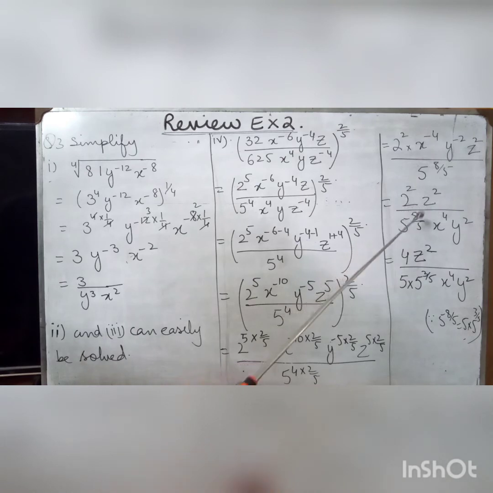2 square z square over 5, raised to power 2 over 5, 8 over 5 y x raised to power 4 y square, 4 z square, 5 raised to power 8 by 5 can be written in this form: 5 multiplied by 5 raised to power 3 over 5, x 4 y square. This is the answer.